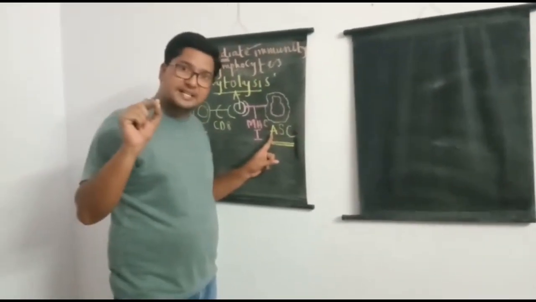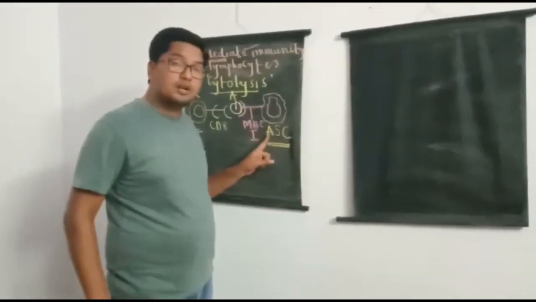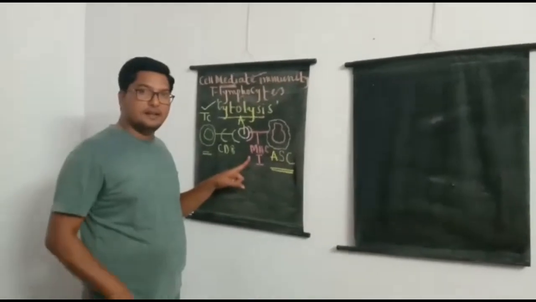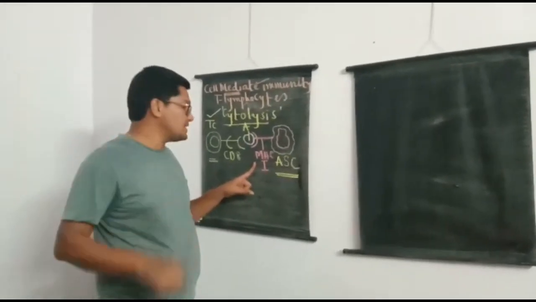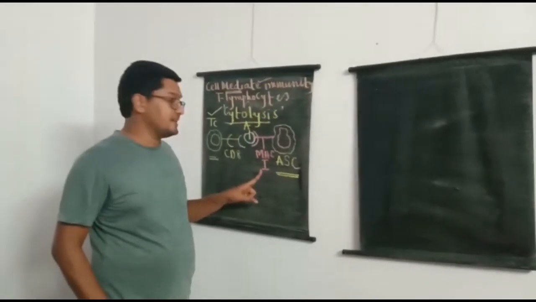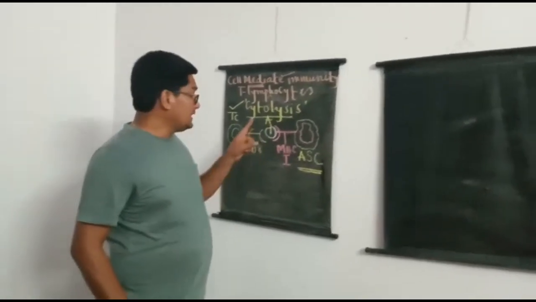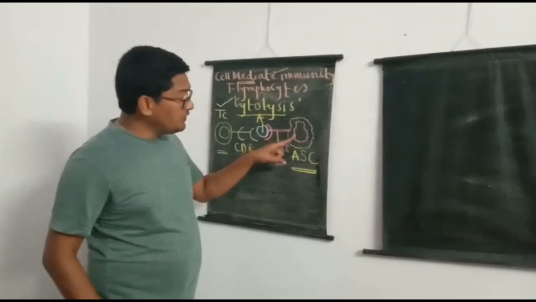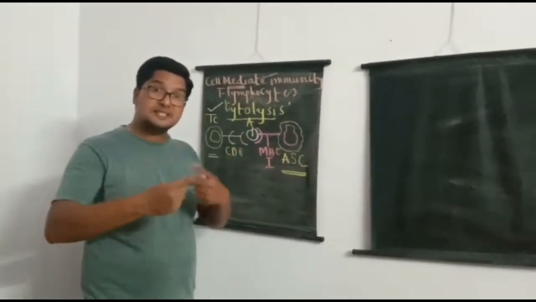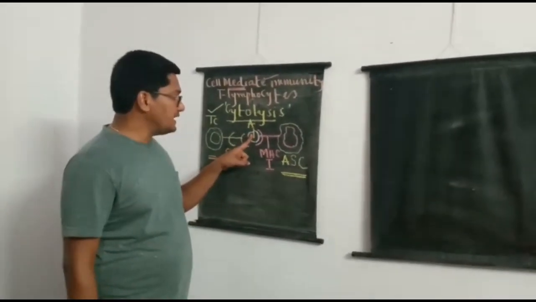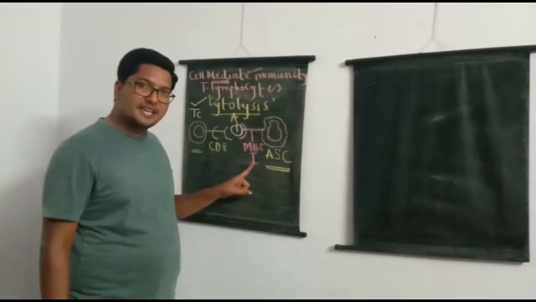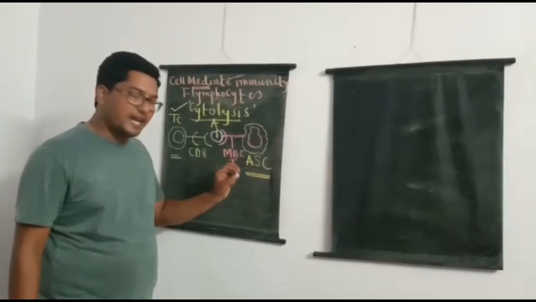So any infected cell of the body is said to be what? Altered cell. On the surface of altered cell, which class of MHC is present? MHC class 1 is present. And once again you can see the antigen which has entered our body was engulfed by the cell and processed. Now the processed antigen is displayed on what? Class 1 MHC present on the surface of the antigen-presenting cell.